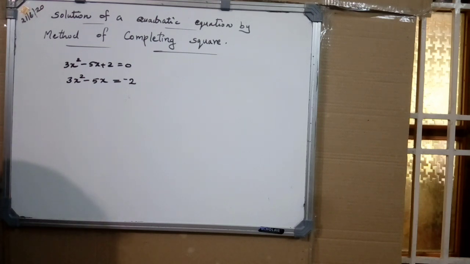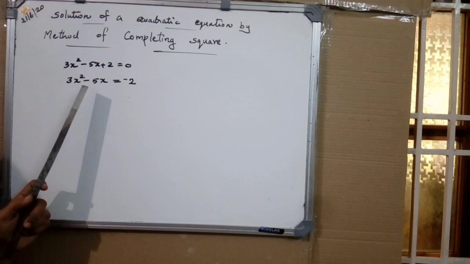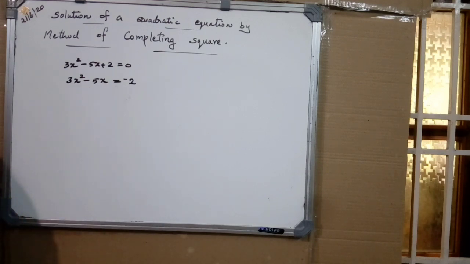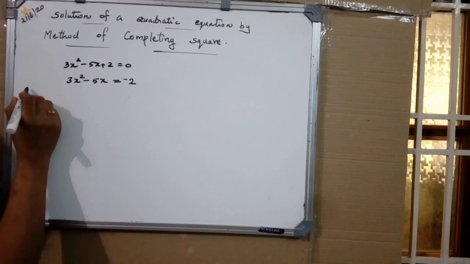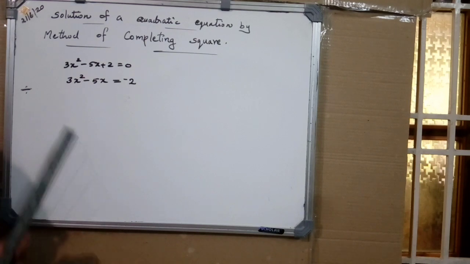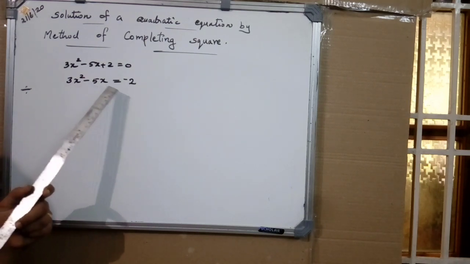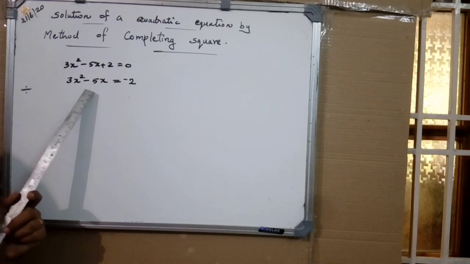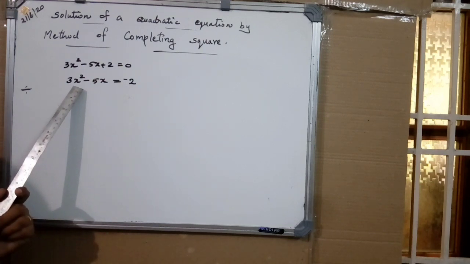Then what you have to do is, once again, for any quadratic equation of this form, ax square plus bx plus c equal to 0, first take the constant term to the right of the equal symbol. Then divide throughout by the coefficient of x square. We have now 3 terms here. Divide each term by the coefficient of x square.